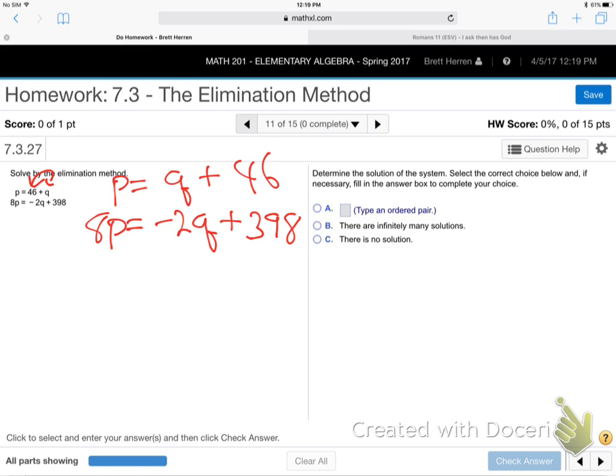Why didn't the sign change? When do we move things and the sign in front changes? When does that happen? When you move to the other side of the equal sign. I didn't jump over the equal sign, did I? That 46 and Q stayed on the right side of the P. They didn't jump over the equal sign, right?